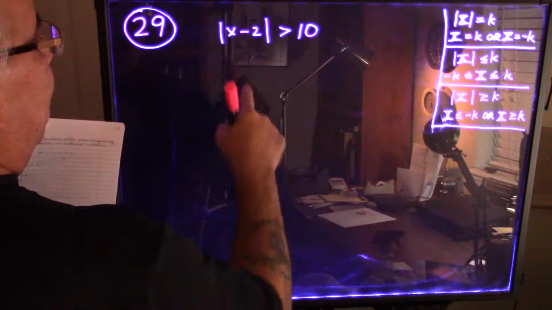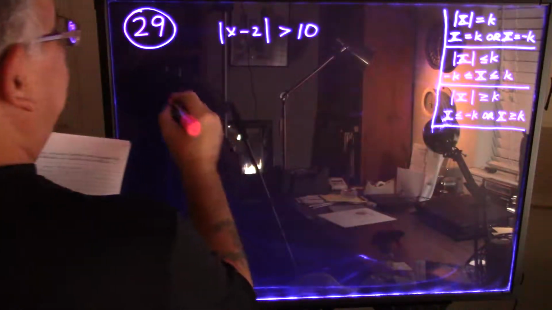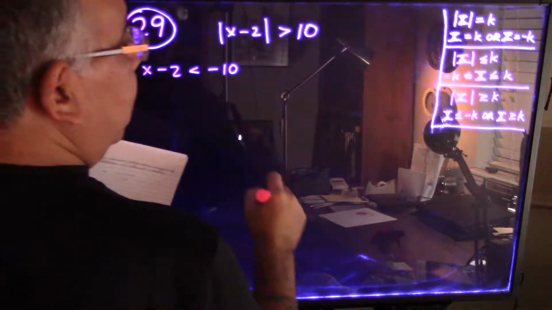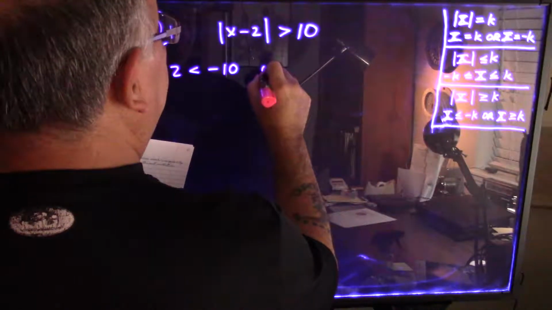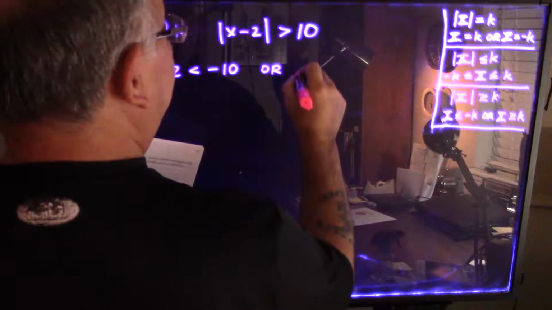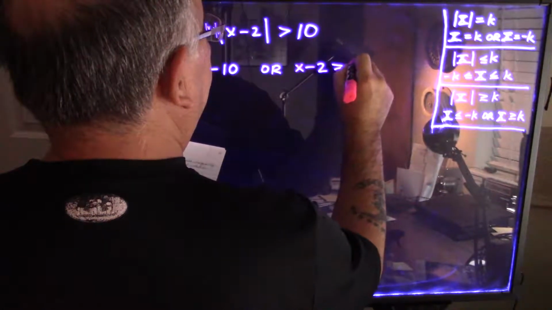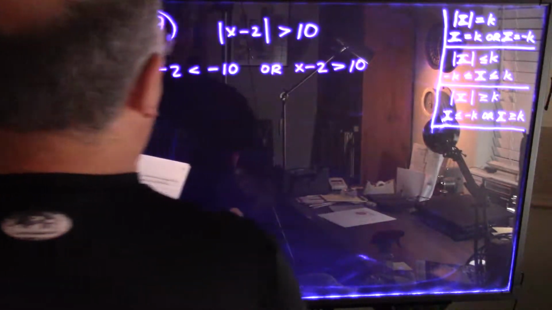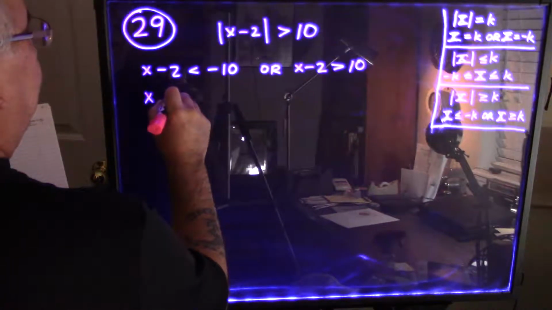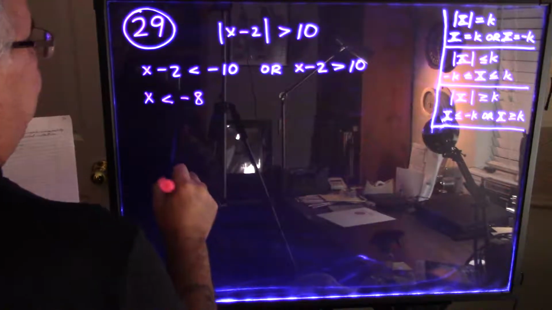So you've got x minus 2, that would be the X here, is less than -10. Or, and that means take the union after you're done, x minus 2 is greater than 10, positive k there, so that's positive 10. So solve each of these separately. So add 2 to both sides. You got x is less than -8, and that's finished, that part.